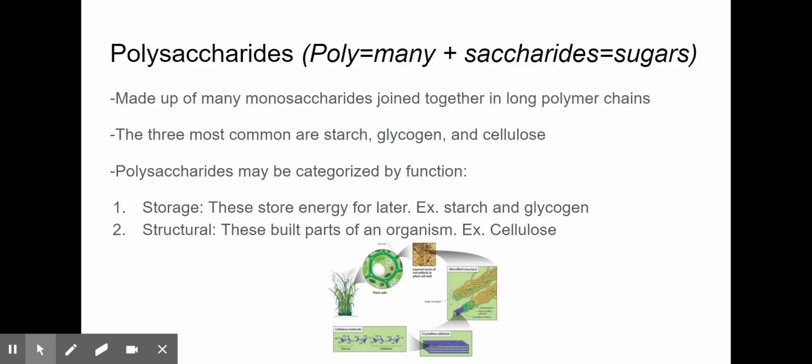Okay. Poly again, many; saccharide, sugar. As we saw on the previous page, it's just a whole bunch of monosaccharides joined together in a huge chain. And we split them into two groups: storage and structural. So there's storage polysaccharides and there's structural polysaccharides.